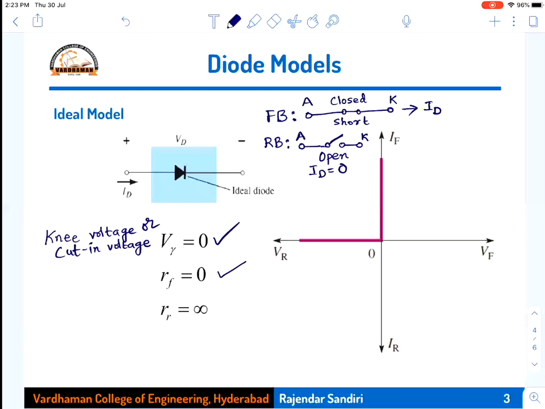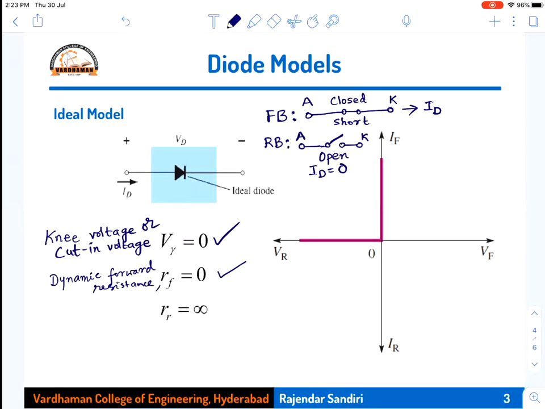That means the knee voltage or cut-in voltage is zero, because the barrier potential is zero. That is the first property of the ideal model, V gamma is equal to zero. Then, when it is short circuited in the forward bias condition, the current is flowing. When it is short circuited, what is its resistance in the forward direction? Dynamic resistance is zero. That's why the second one is the dynamic forward resistance, or average forward resistance, which is zero.